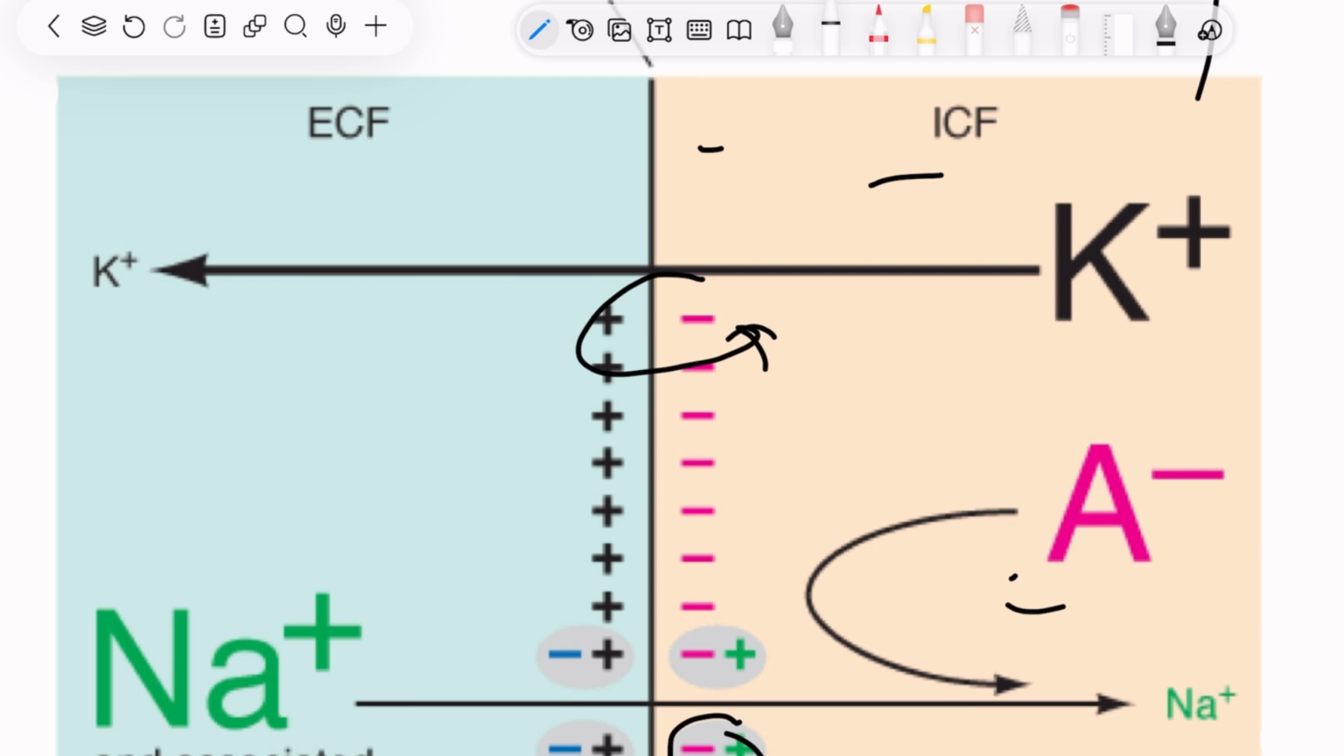This is because same charges repel and opposites attract. So when potassium leaves the cell, its positive charge gets stuck outside of the cell, in which it is attracted to the negatively charged area inside the cell. This balance between potassium leaving due to its concentration and being pulled back in due to the negative charge is part of what maintains the resting membrane potential.